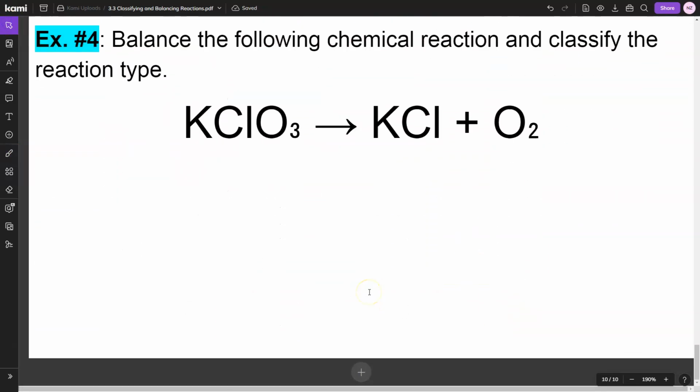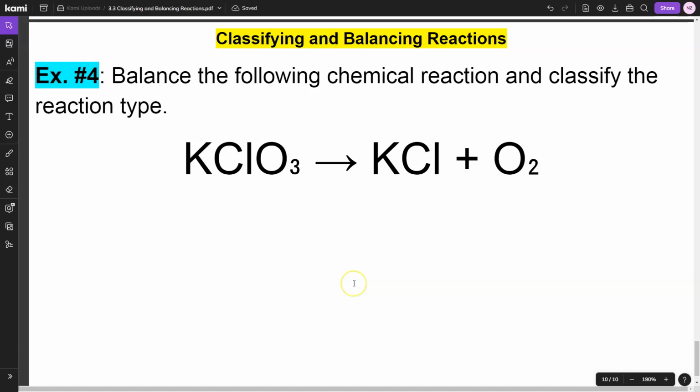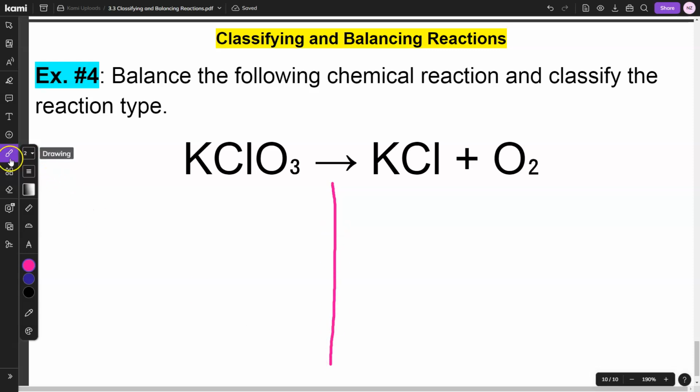All right, we have one more here. So what I'd like you to do is pause the video and try to work this one out on your own. Like actually pause the video and work this one out on your own. Identify what type of reaction you have and balance it. Okay, so I'm assuming you've paused the video, or maybe you're just too lazy and you just let the video play. Either way, it's fine.